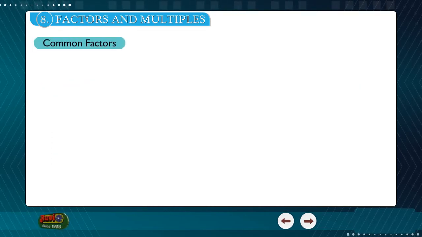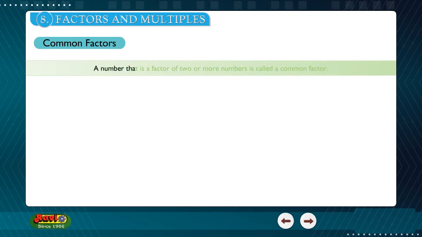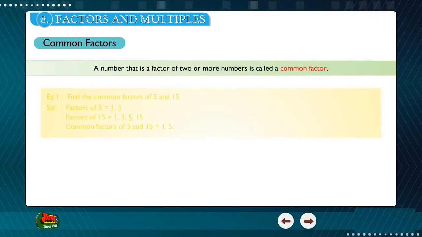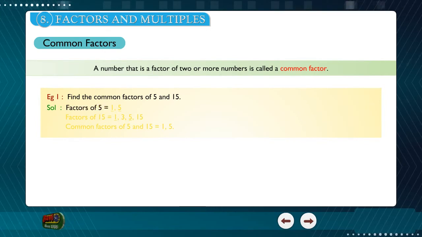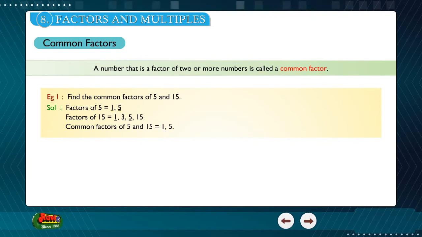Common factors. A number that is a factor of two or more numbers is called a common factor. Example 1. Find the common factors of 5 and 15. Solution. Factors of 5 is equal to 1, 5. Factors of 15 is equal to 1, 3, 5, 15. Common factors of 5 and 15 is equal to 1, 5.